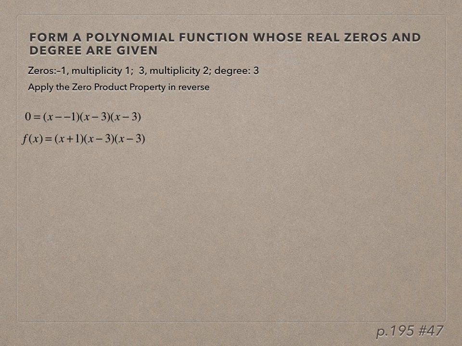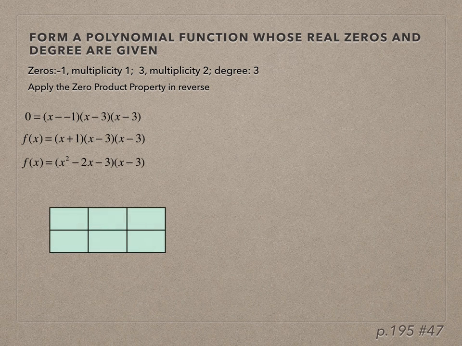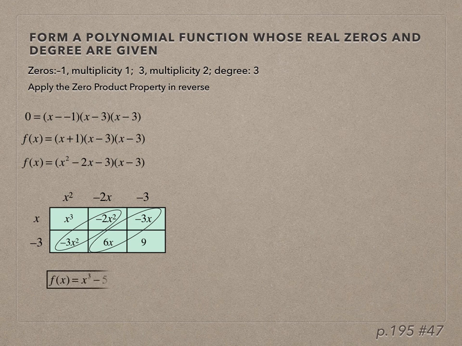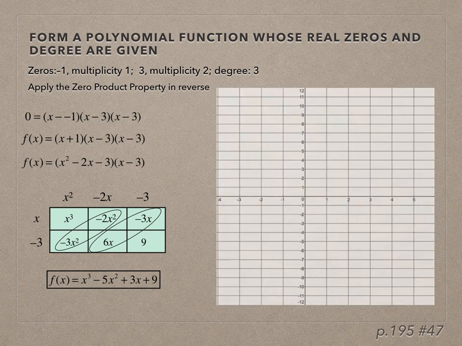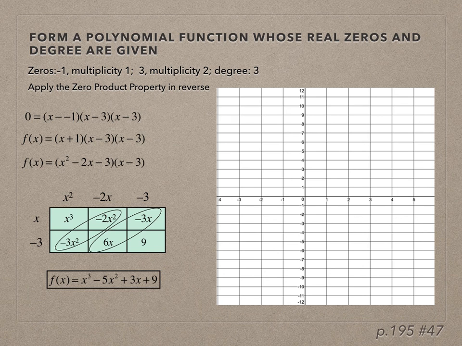We can multiply the first 2 binomials together, and now multiply that trinomial by the binomial using our box strategy. Being careful as we multiply, we get x cubed minus 2x squared minus 3x. And in the bottom row, we'll get negative 3x squared plus 6x, and then 9. Here are our like terms. Our resulting polynomial function is f of x equals x to the third power minus 5x squared plus 3x plus 9. And we are going to graph this using a graphing calculator to verify that everything looks correct.